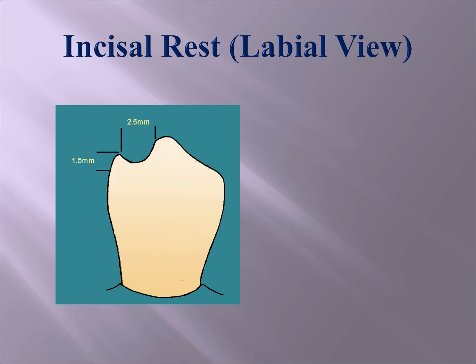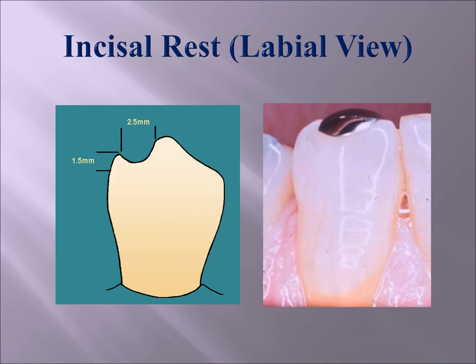Now, incisal hook from a labial view, it's around 2.5 millimeters mesiodistally, 1.5 millimeters deep. You prepare it using a diamond Fissure bur so that you do not have undercuts in your final preparation. This is how it looks like. It is indicated mainly for lower incisor teeth, definitely not on maxillary incisors. It looks like a hook, and that's why it's called incisal hook.